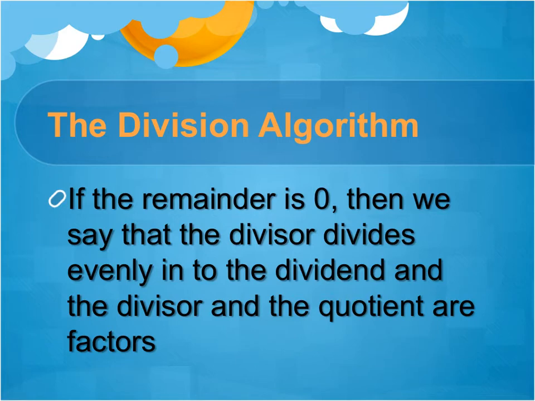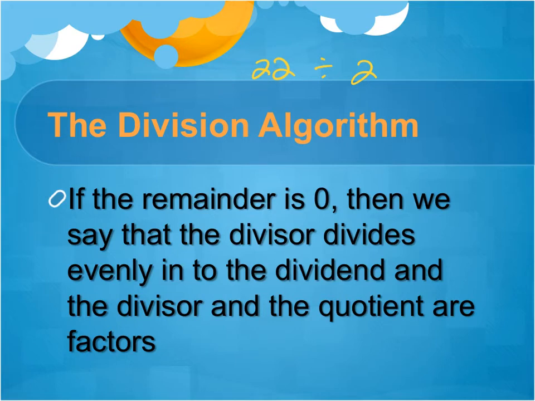All right, the division algorithm is a fancy name for something you already know. If the remainder is 0, then we say the divisor divides evenly into the dividend, and the divisor and the quotient are factors. So if my number was 22, and I was dividing by 2, I would say 2 is a factor of 22 because it divides evenly into 22. There's no remainder, right?